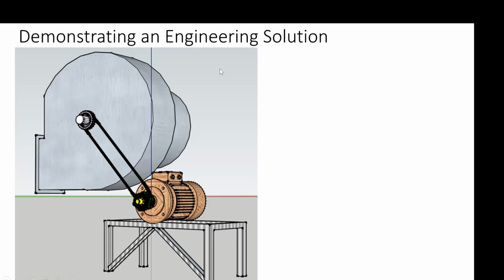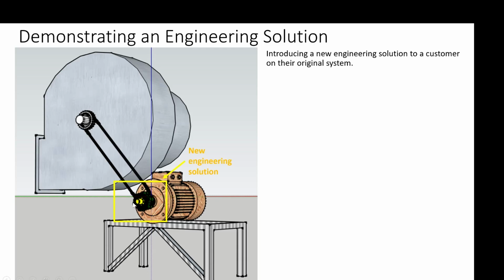Next, you can demonstrate the solution to a customer. When it first began, there was only a fan, a motor, and a coupling. We introduced a solution here and a belt here so that we can actually help our customer to save energy. So you can actually see the yellow box is showing the new addition that we added to this existing system.